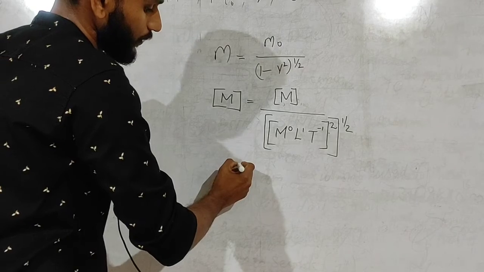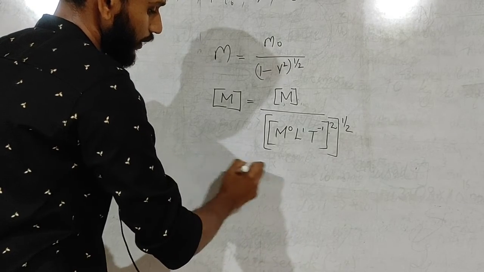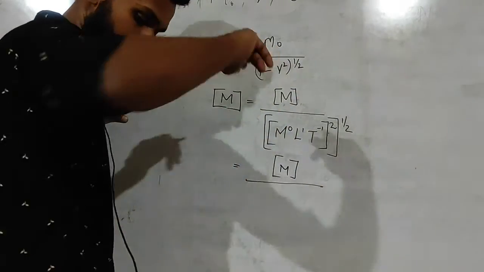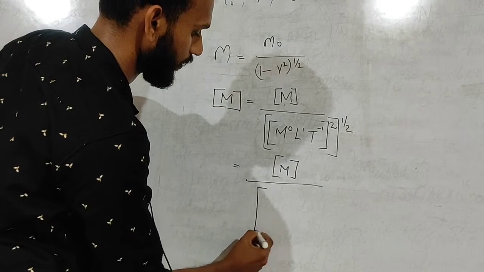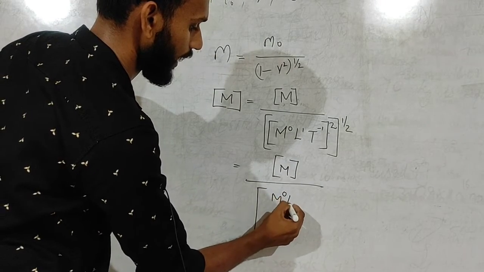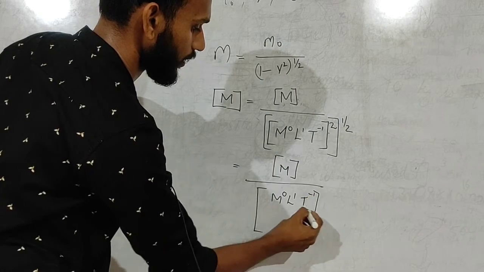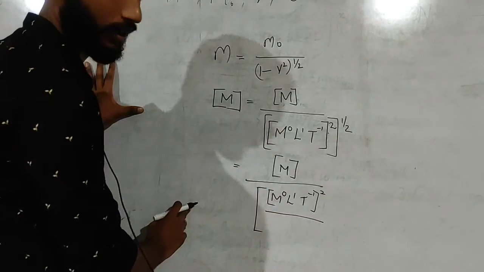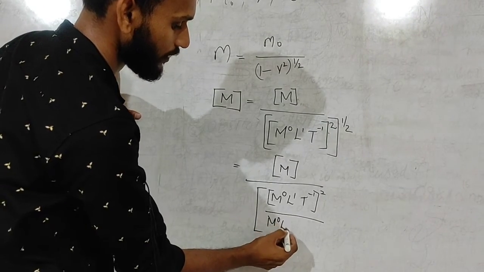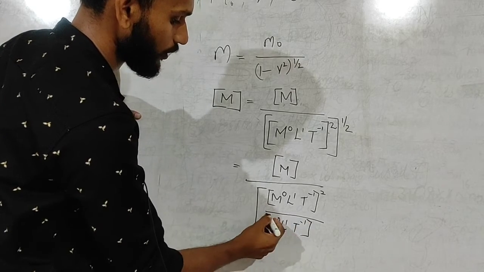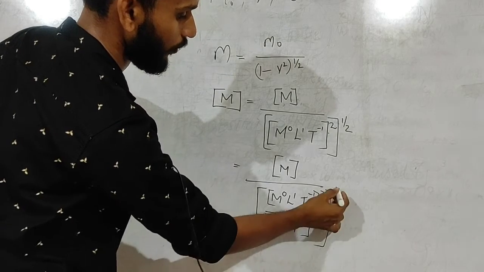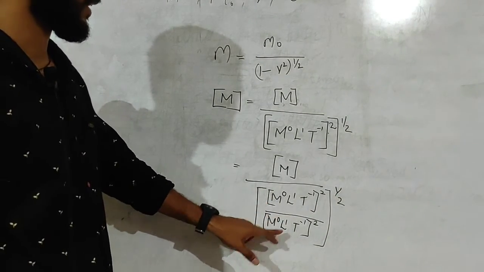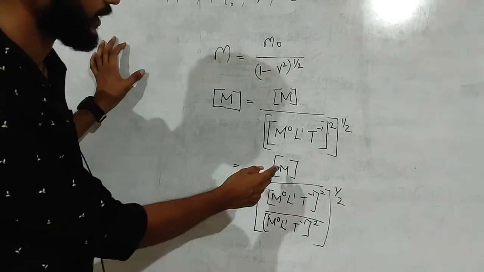If you substitute the value as M divided by M raised to 0, L raised to 1, T raised to minus 1, all square, divided by the same value, that means they will cancel each other. So M raised to 0, L raised to 1, T raised to minus 1, all square, all raised to 1 by 2. If you do like this, then both these values will cancel each other and the only remaining dimension will be M.